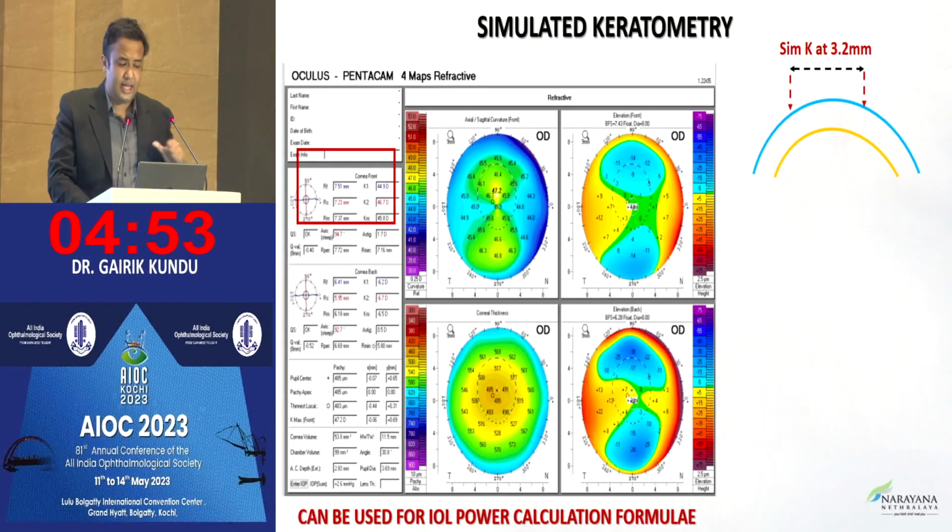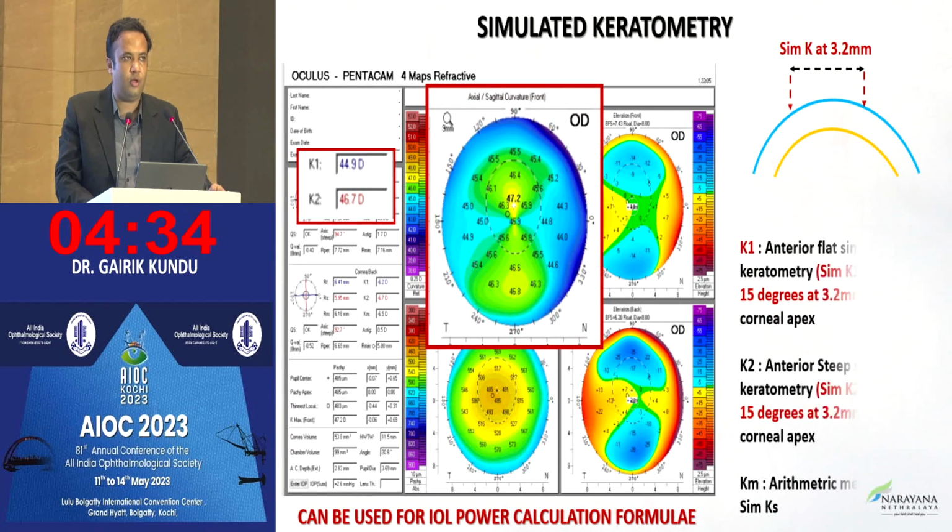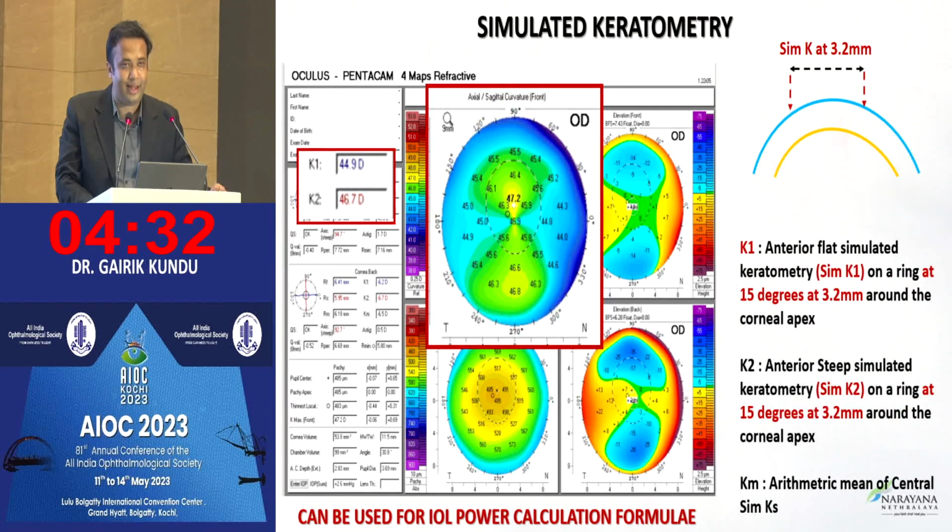This is a commonly used map which you see. This is the 4 map which you see on a Pentacam. Any Scheimpflug tool will have the classical 4 map, which gives you the curvature, the anterior elevation, and the posterior elevation. It also gives you the values in terms of keratometry. But what keratometry value do we use? This is where the concept of sim K, or simulated K, comes into being.